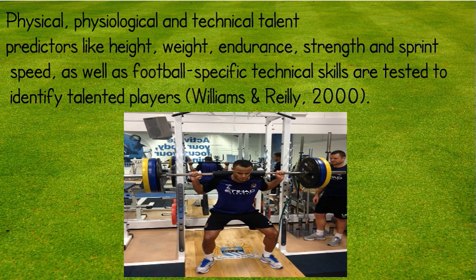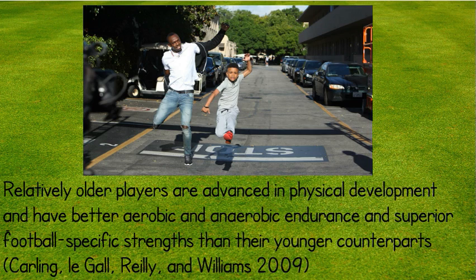Within the talent identification process, there are several elements that are looked at when trying to select potential superstars. These are the physical, physiological, and technical talent predictors, and other things like height, weight, and endurance, as well as strength and sprint speed. These are all looked at when trying to find a footballer, for example. There is a fault in the identification process. This is alongside the biases line, because relatively older players are advanced in certain areas such as the physical side, and they have better aerobic and anaerobic endurance, and so their strengths could outweigh their talent, making them selected. However, people getting overlooked could become, like we said before, the future Messi.